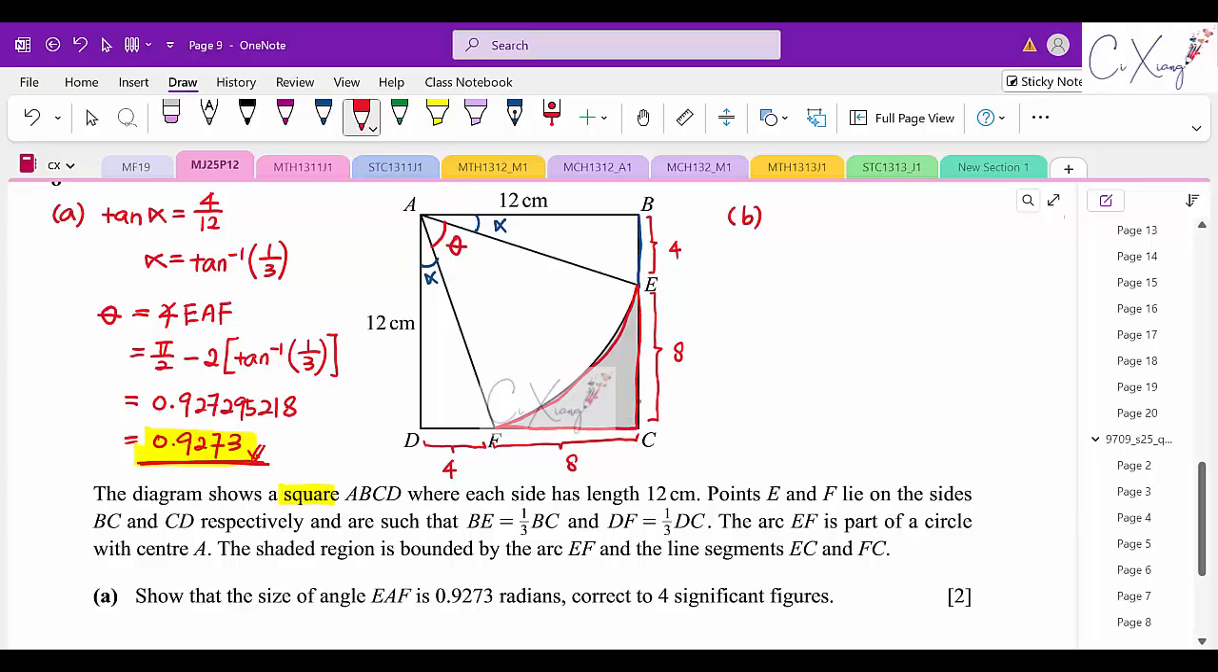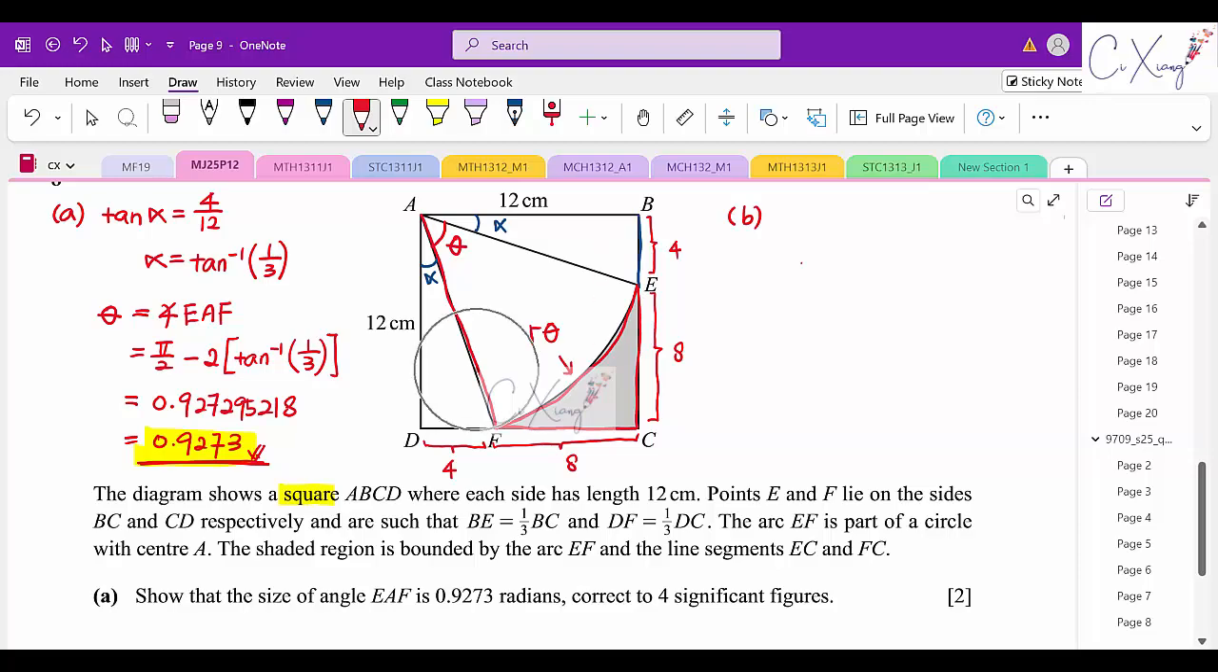The lengths of FC and EC are no problem because you already know that the length is 8. Our problem now is to find the arc length of EF. The formula is R theta, where R is the radius and theta is the angle here. We have the theta already from just now. Now we need to find R, the radius of the circle. The radius for the sector is EF, AF, or AE also can.